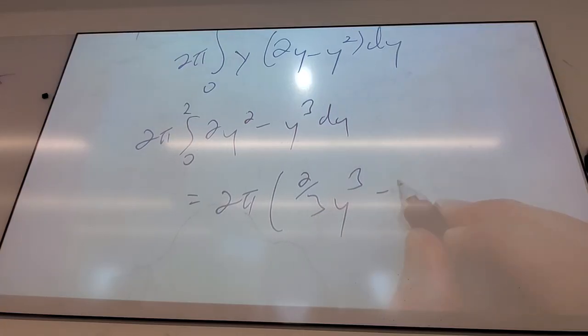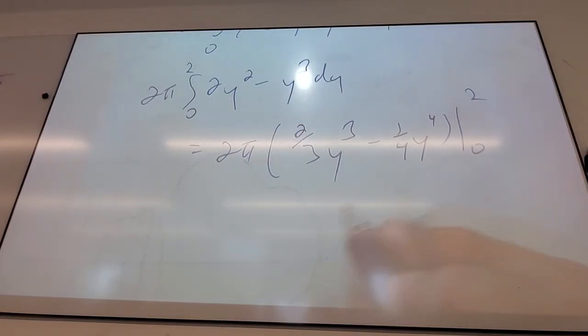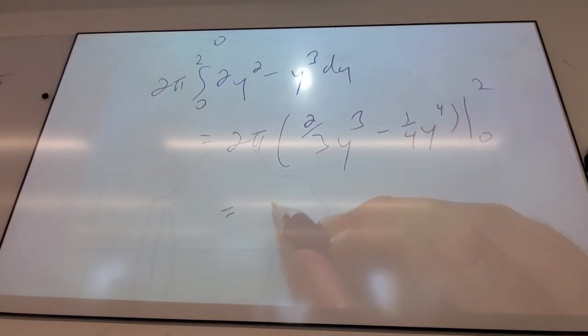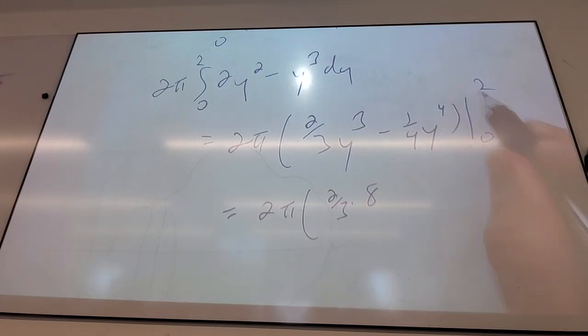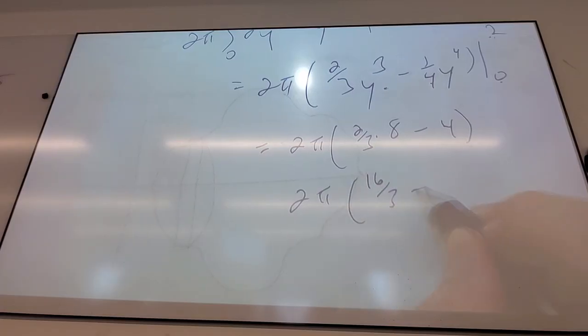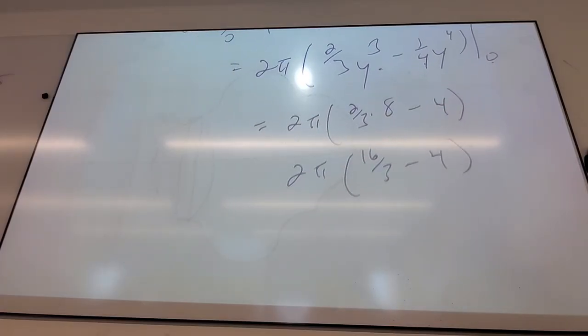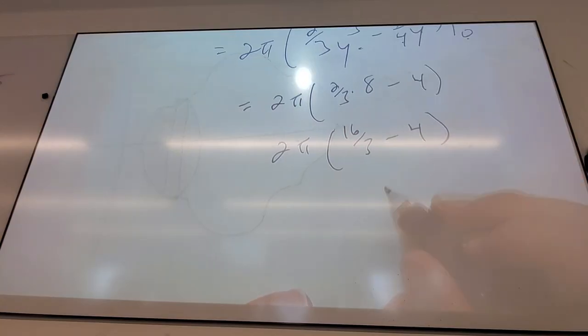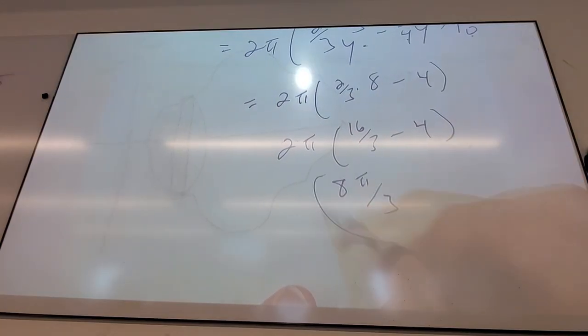2/3 y cubed minus 1/4 y to the 4th from 0 to 2. 2 pi, let's see, it'll be 2/3 times 8, putting a 2 in. 2 to the 4th is 16 divided by 4 is 4. And when I put a 0 in, I get nothing, yes? So I end up with 16/3 minus 4, which is 4/3, which makes it 8 pi over 3.